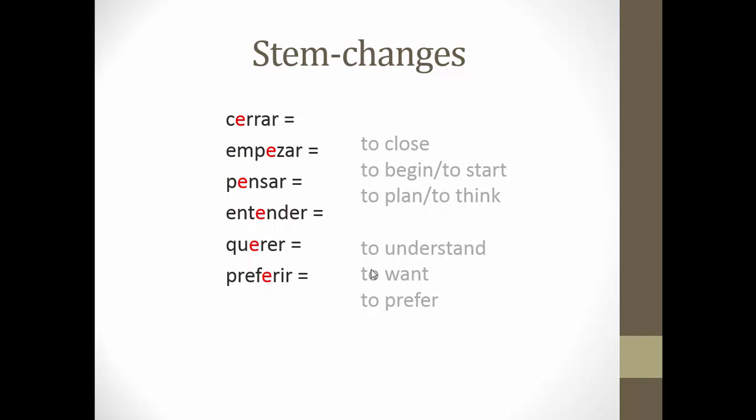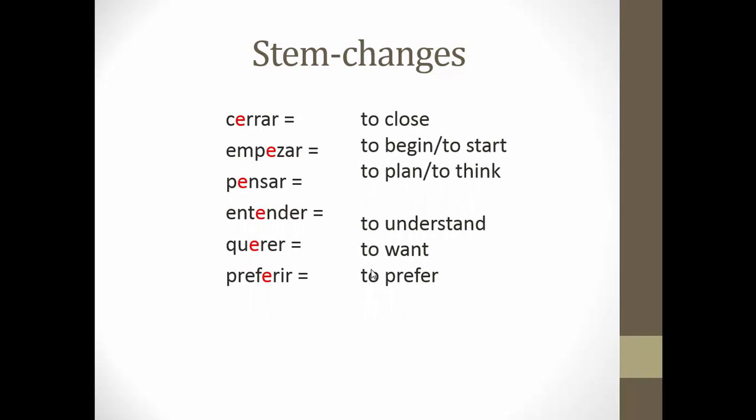So now I'm going to pull up these 6 verbs and their meanings, and once we go through this, you'll need to pause and fill out part C. So let's go through them first. Cerrar means to close. Empezar is to begin or to start. Pensar is to plan or to think. Entender, to understand. Querer, to want. And preferir, to prefer. Notice that I have highlighted in red the E that will stem change, and we'll get into that here in just a second. So pause the video and fill out part C.